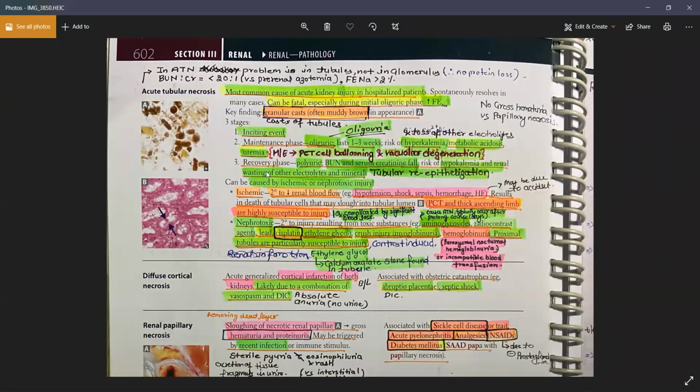After this inciting event, you will have a maintenance phase. In this maintenance phase, the kidney cannot perform its function. You will have oliguria first, because the filtration will be inhibited. You cannot have filtration, so you cannot have urine. Oliguria will be there. You will also have hyperkalemia.